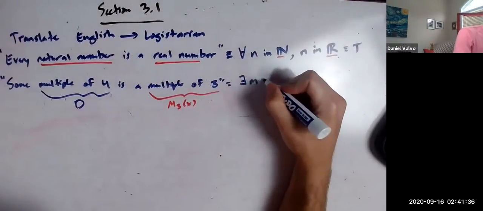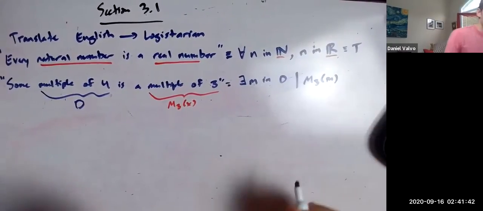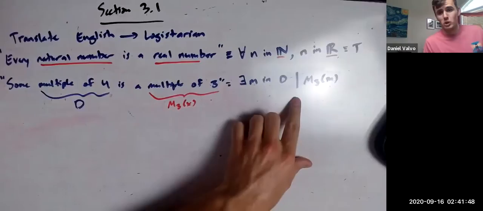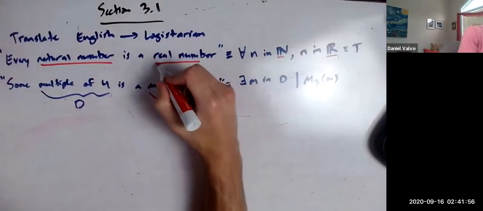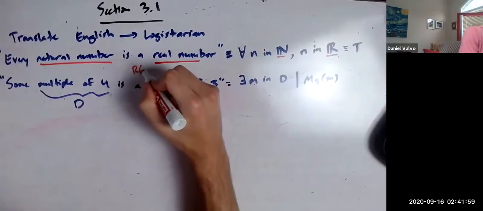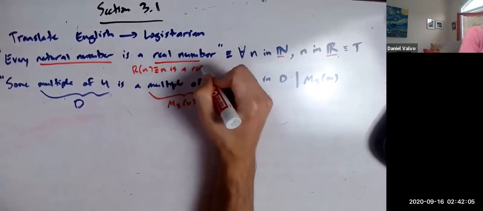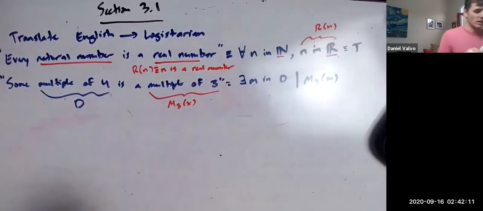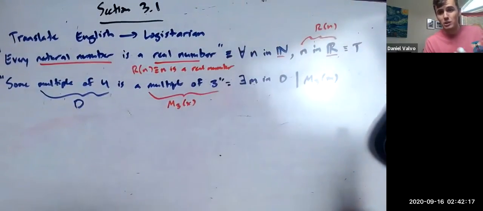So this is saying there exists an M in D such that M3 of M is true. So there's just an M in D such that M is in fact a multiple of 3. Another way we could have written this is that if you made a predicate like R of N, N is a real number, then you can replace this with R of N if you wanted to. It doesn't really matter. The important part is to recognize N is in R. That's a predicate, right? It's true depending on what N is.